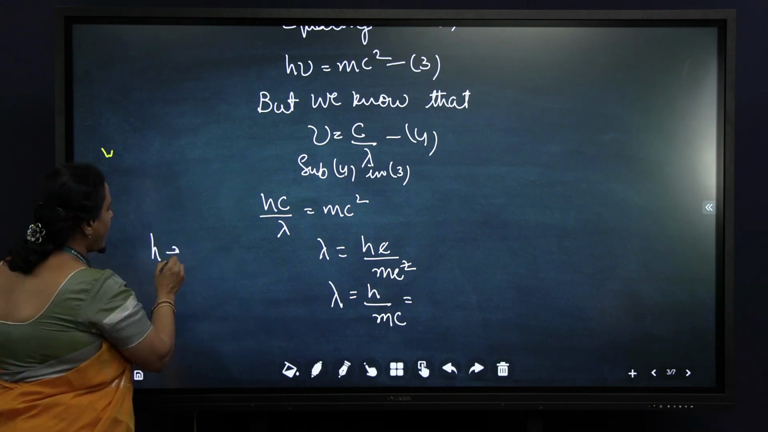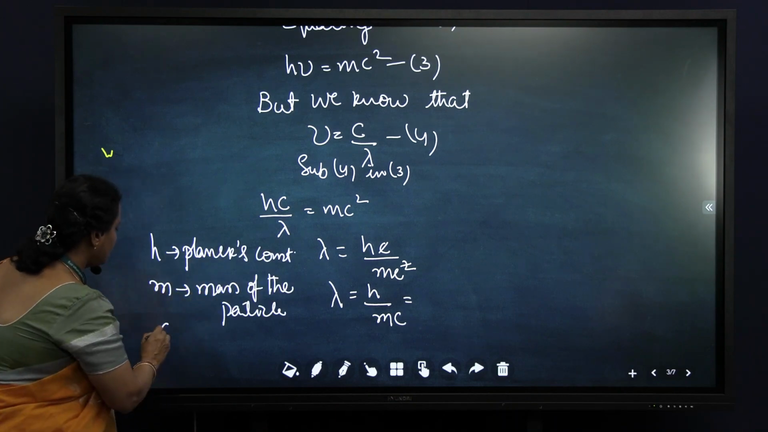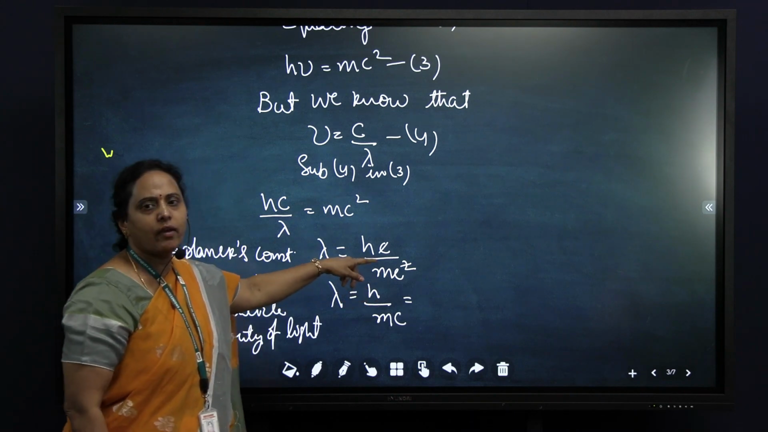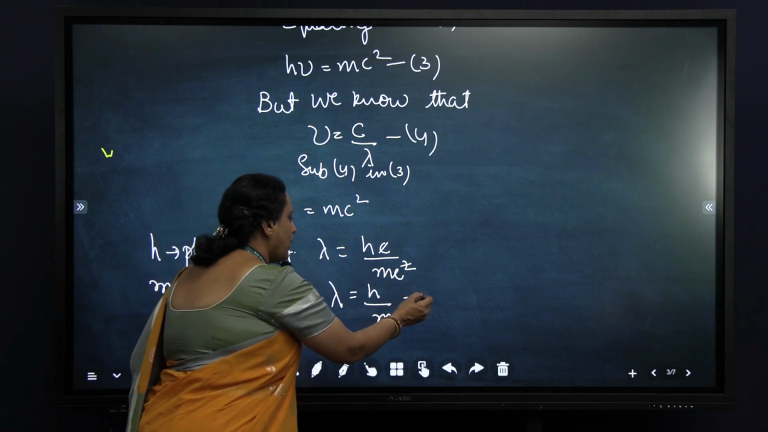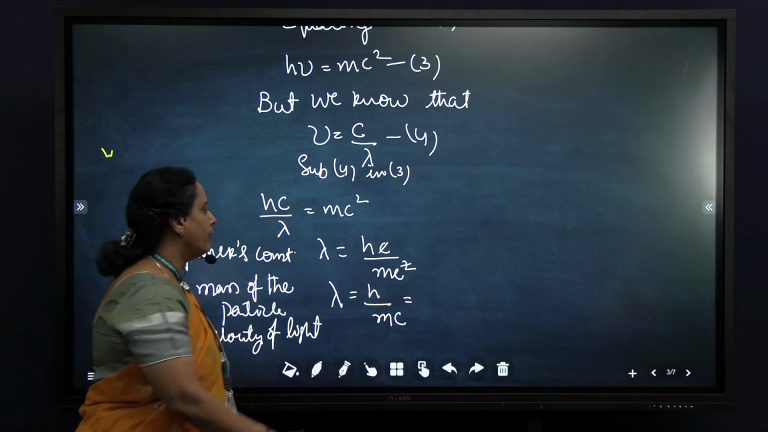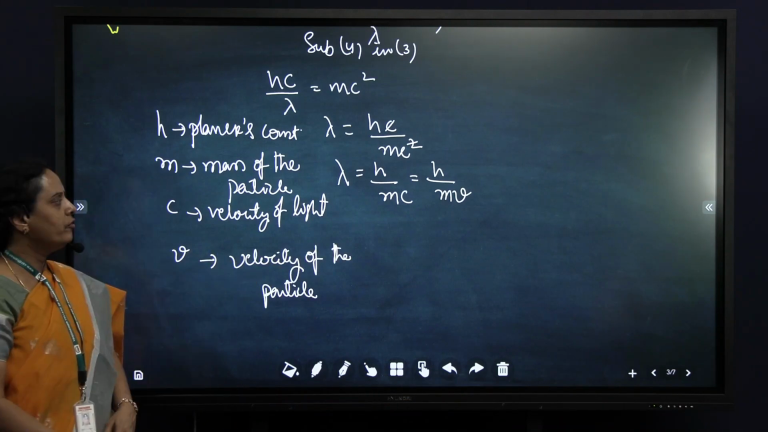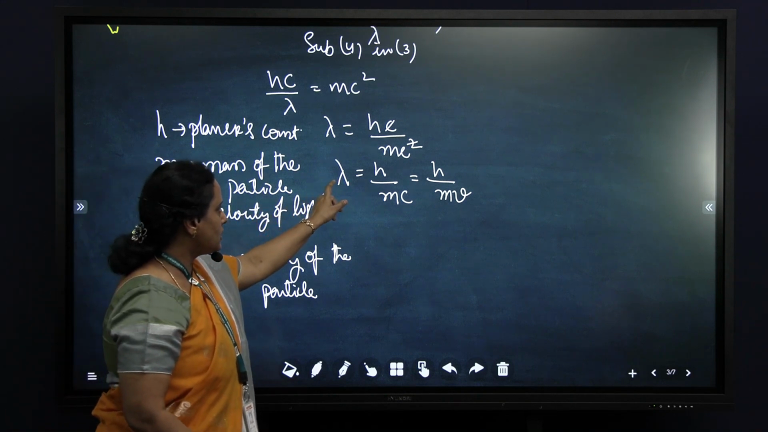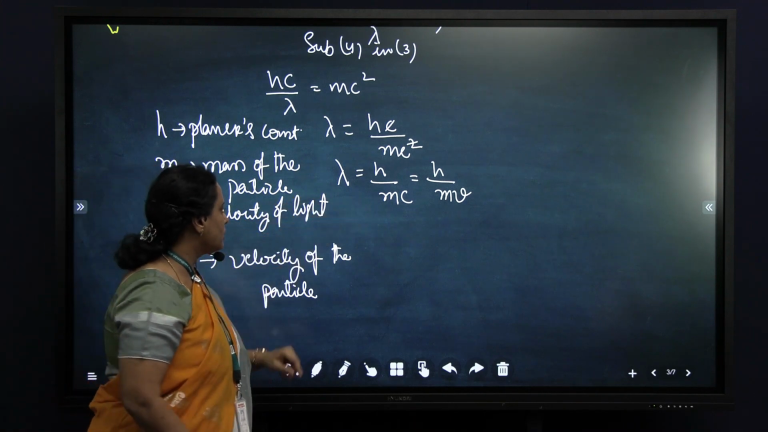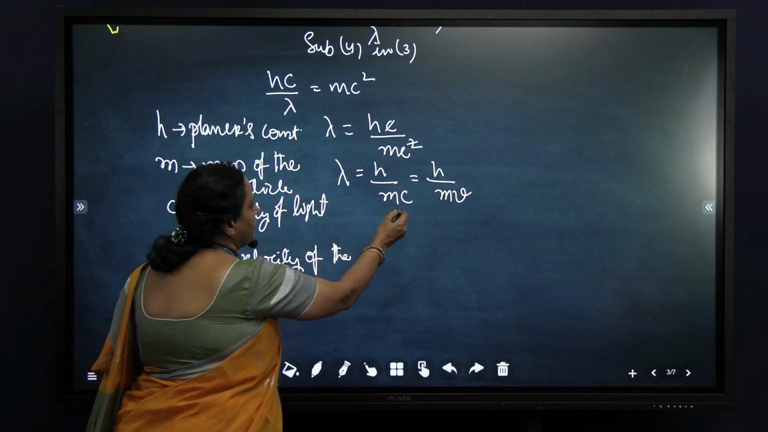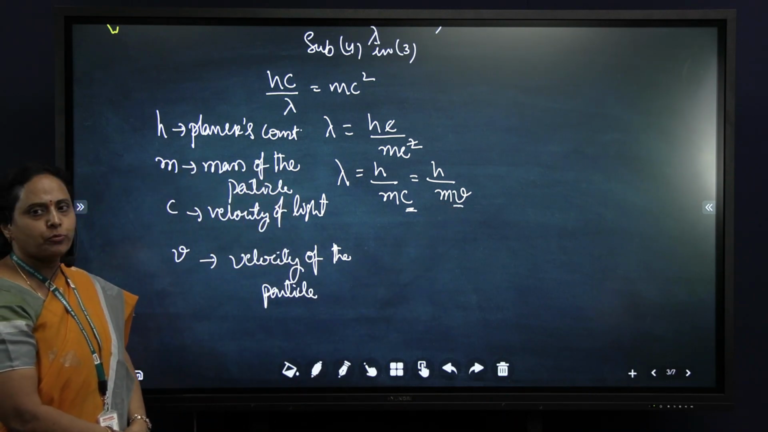Here, h is the Planck's constant, m is the mass of the particle and c is the velocity of light. We are deriving this expression for the matter waves. So in place of c, I am going to consider v. What is v here? V is the velocity of the particle, because this lambda is associated with the matter waves, but not the light wave. That is the reason in place of c, I take v. That is lambda equals h by mv.